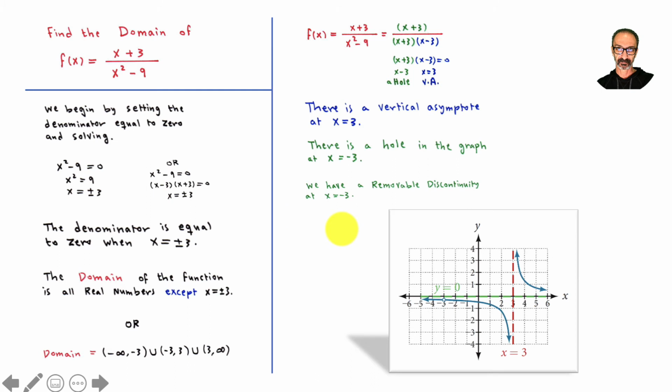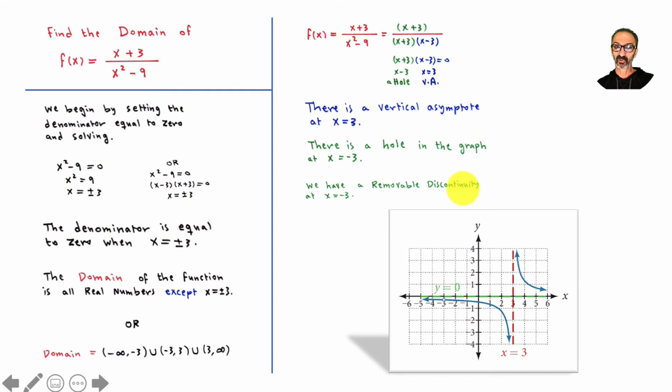Here's the graph. It's a little bit small to see, but take a look. You see the hole right here? There is a hole in the graph at x equals negative 3. And there's a vertical asymptote at x equals 3. Vertical asymptote at x equals 3 coming from here. And at x equals negative 3 coming from here, there is a hole.